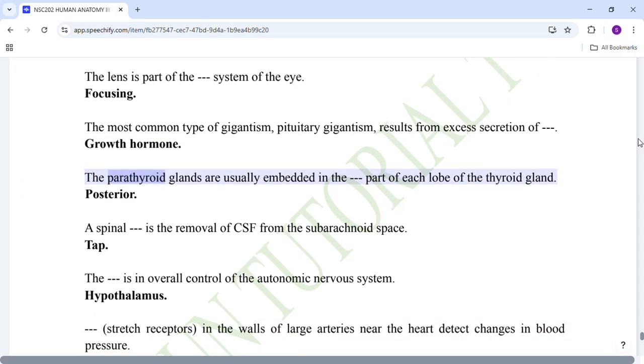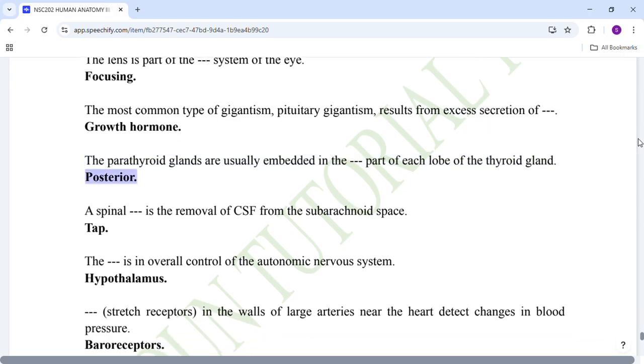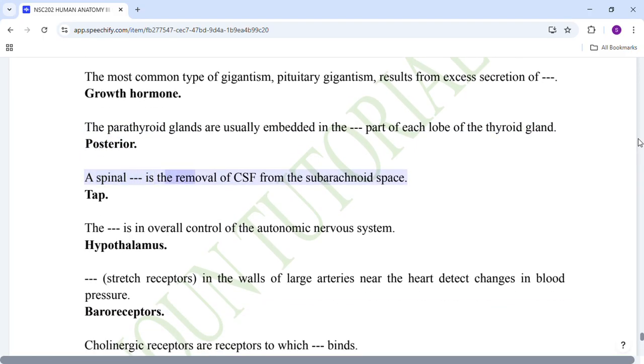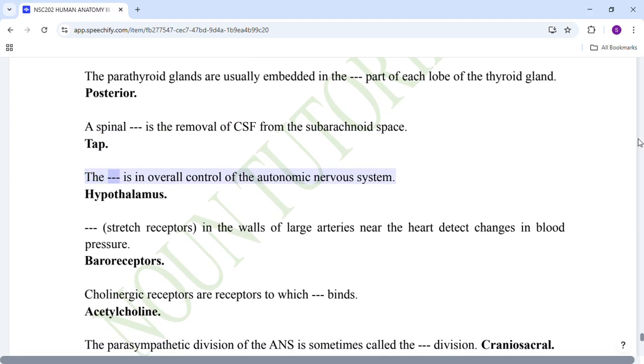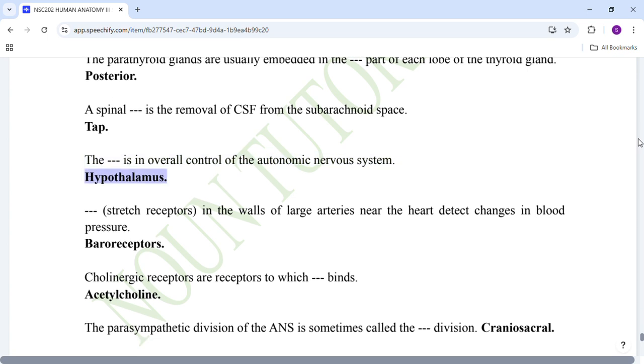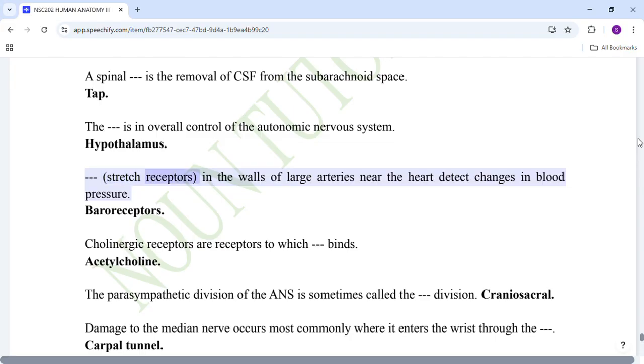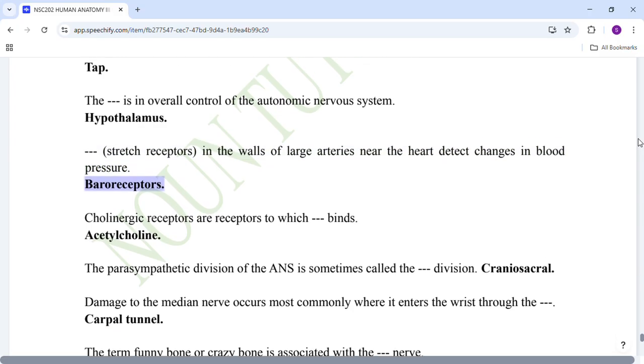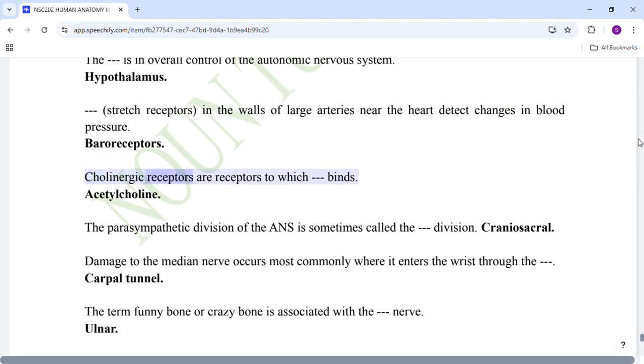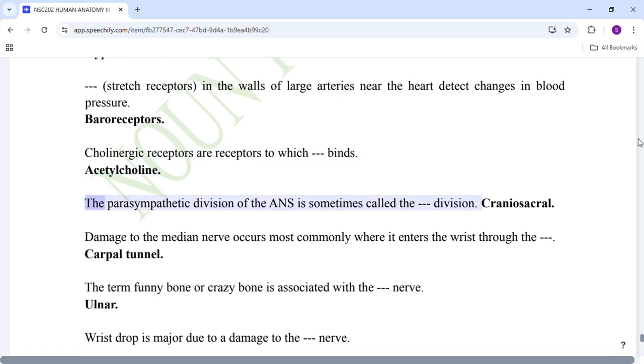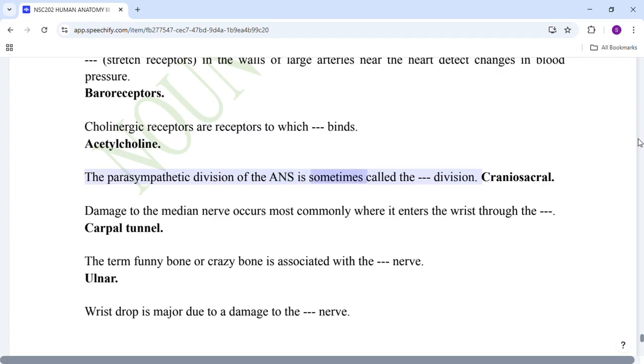The parathyroid glands are usually embedded in the posterior part of each lobe of the thyroid gland. Posterior. A spinal tap is the removal of CSF from the subarachnoid space. Tap. The hypothalamus is in overall control of the autonomic nervous system. Hypothalamus. Stretch receptors in the walls of large arteries near the heart detect changes in blood pressure. Baroreceptors. Cholinergic receptors are receptors to which acetylcholine binds. The parasympathetic division of the ANS is sometimes called the craniosacral division.